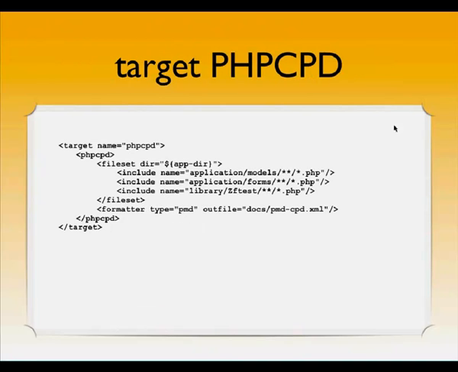Copy-paste detection never got easier. All I provided are my directories. I can have a specific format, which is PMD-CPD, and it will generate an XML. And this XML, if you're using a continuous integration system like Hudson or CruiseControl or Atlassian Crucible, it can actually read those files and process them nicely in an interface.